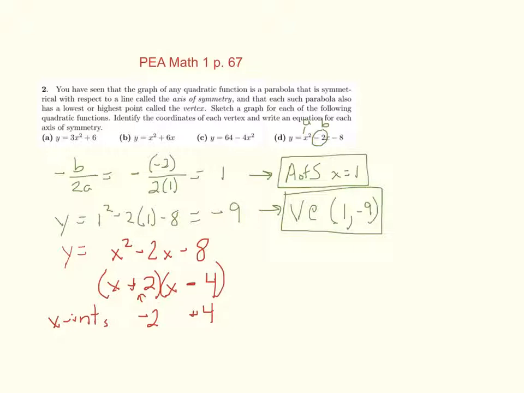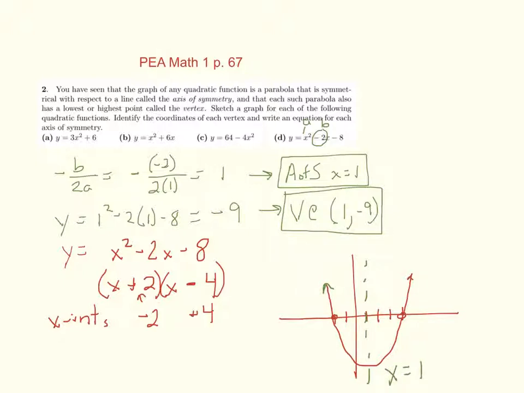So if I graph that, negative 2, positive 4, our graph's going to look something like this. Our axis of symmetry is going to be right in the middle, which is at 1. And then you plug that back in, substitute it back into our function to get our y coordinate.